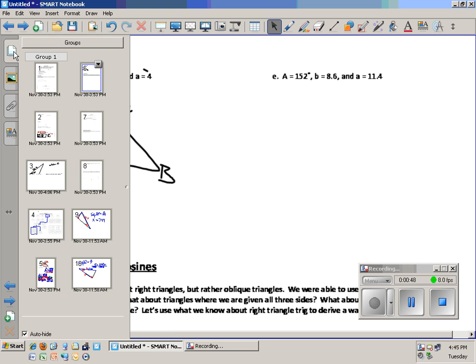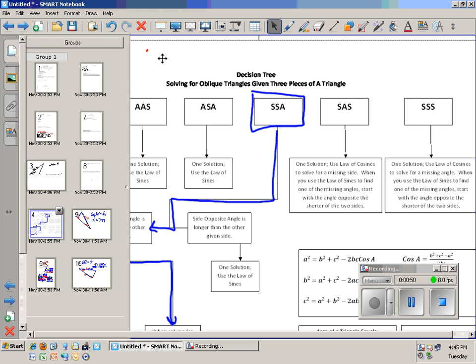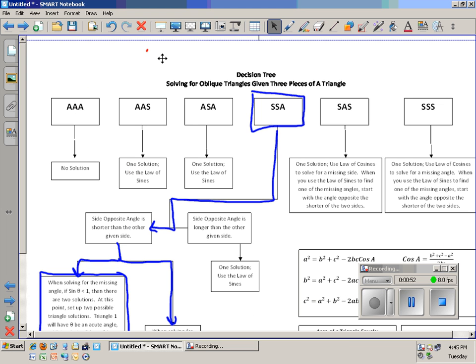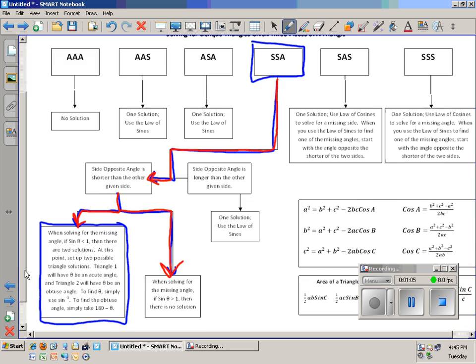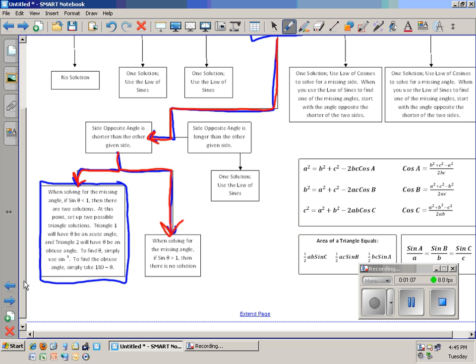If you check your decision tree, the decision tree says, as we follow it down, we're given side angle. Follow it down, it says the side opposite the angle is shorter. So we're either going to come up with two solutions, or in this case, no solutions down here. So we have to see which one it is. So we set it up accordingly.